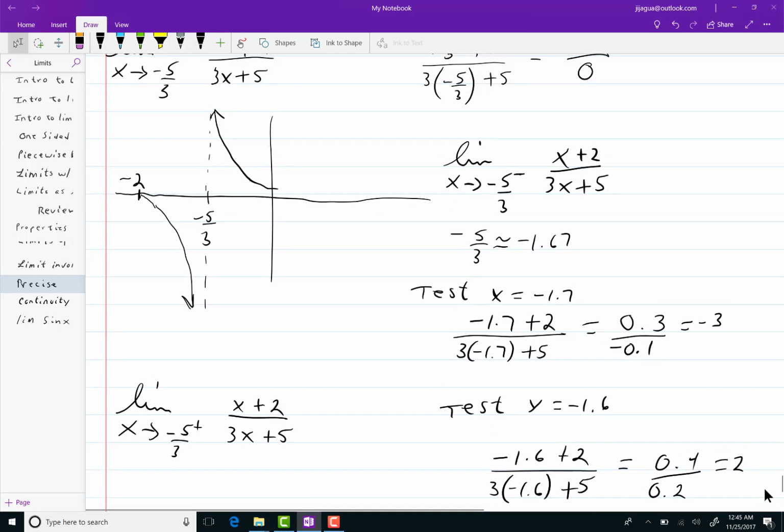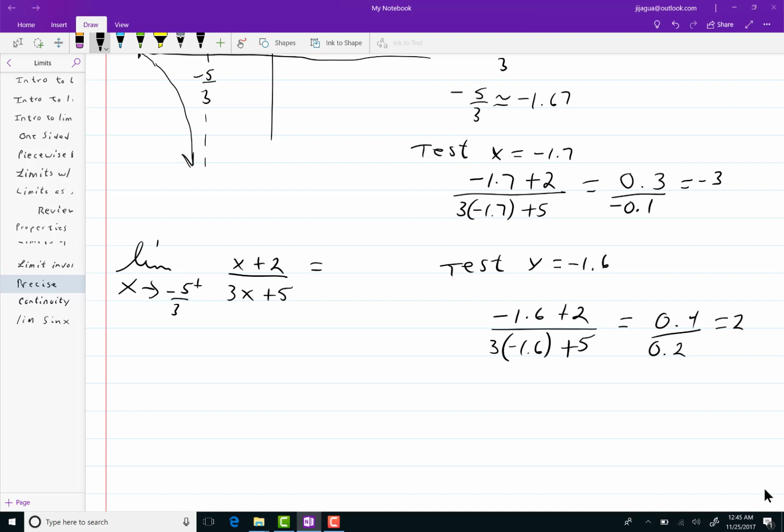So, on the one hand, from the left I was going to negative infinity. From the right, I was going to positive infinity. So this means that the limit, as x goes to negative 5/3 of x plus 2 over 3x plus 5, does not exist.